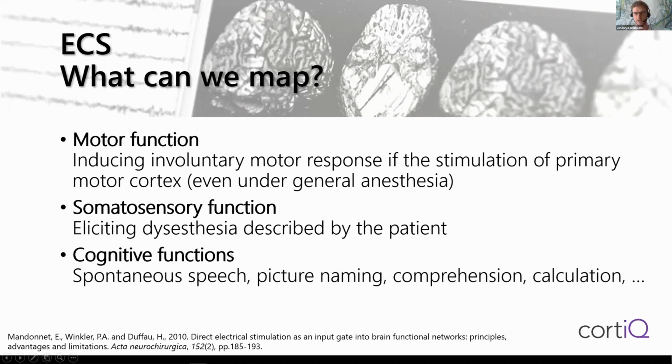And third, and probably the most advanced category, are cognitive functions. So spontaneous speech generation, picture naming, comprehension, calculation tasks are also possible up to a certain degree to be mapped. And the cortical regions which are responsible for carrying out all these very important functions are called the eloquent cortex. So this is a very general term in functional mapping.